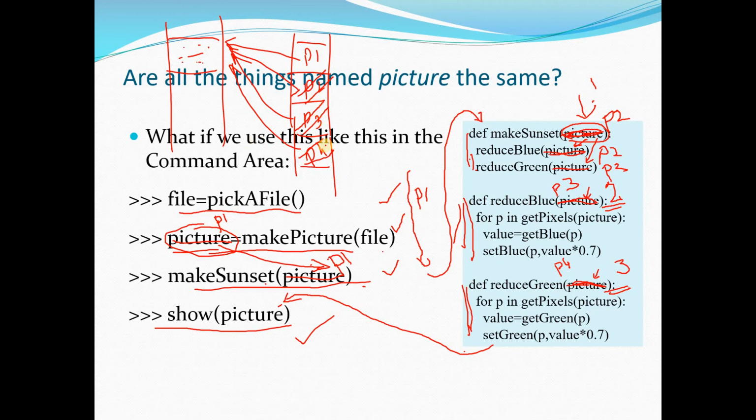But remember, when P2 is gone, it does not mean that the picture is gone. The picture object is still over there. It is represented by P1. So at this point, P1 is still there, and it represents the same picture that was used by all three of them. Is it clear? Very important point. All these variables, they represent the same picture object. These are only pointers to the picture, the same picture.